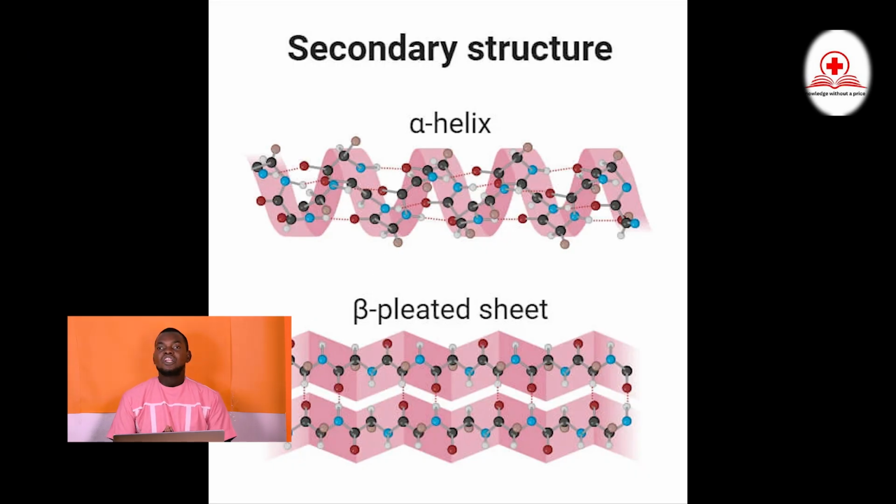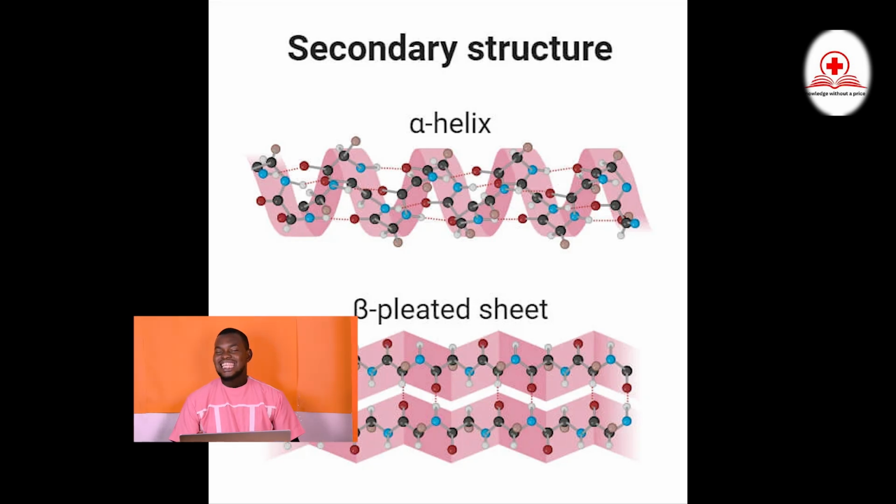The next structure of protein we're talking about is the secondary structure. The secondary structure of proteins refers to the folding of the polypeptide backbone stabilized by hydrogen bonds, and it leads to the production of alpha helix and beta pleated sheets.